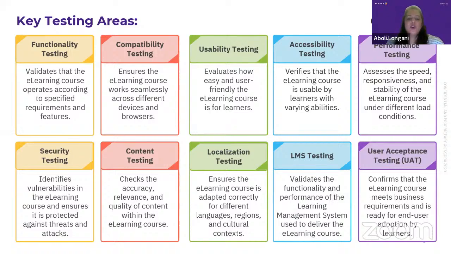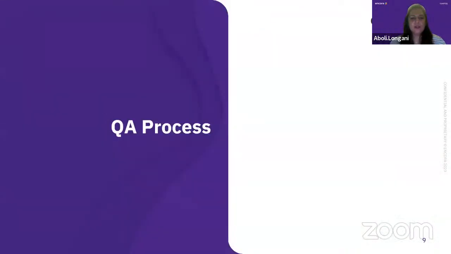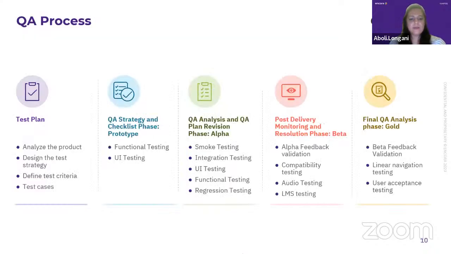So basically, each of these testing areas is very crucial for delivering a high quality e-learning experience. And by thoroughly testing in these areas, we ensure that the final product is functional, compatible, accessible, secure, accurate, appropriate, well integrated, and lastly, it should meet user expectations. Now let's move on to our step-by-step QA processes. So let's take a closer look at this slide.